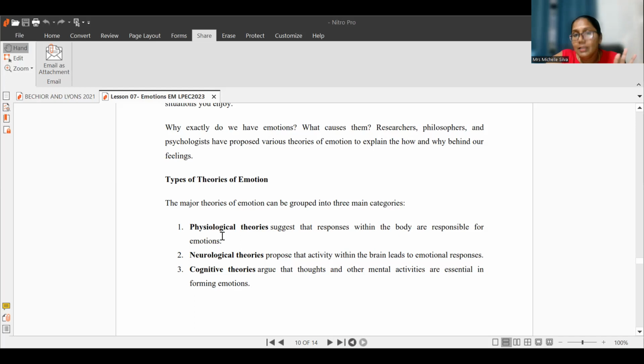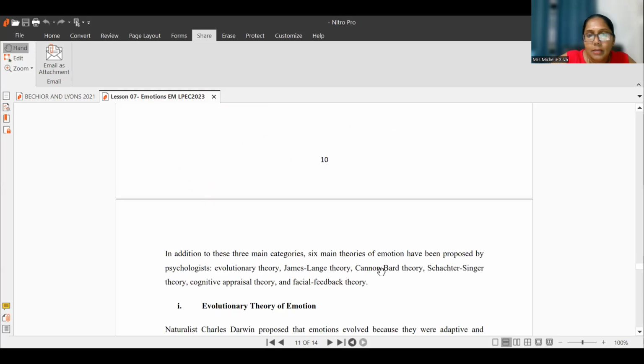But neurological theories can be accepted because they propose that activity within the brain, that cognition, will lead to emotional responses. That means the brain. Cognitive theories argue that thoughts and other mental activities are essential in forming emotion. Okay, so neurological theories say the brain leads to emotional response. Please highlight it, brain. And the other one, cognitive theory, suggests that thoughts and other mental activities are essential to forming emotion.